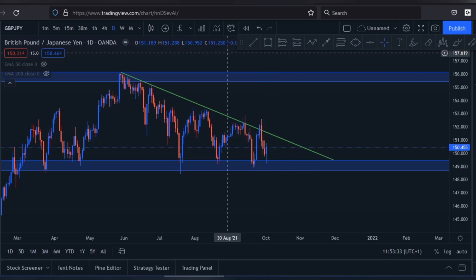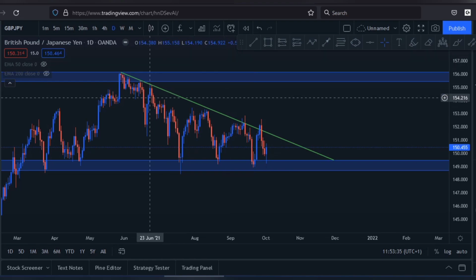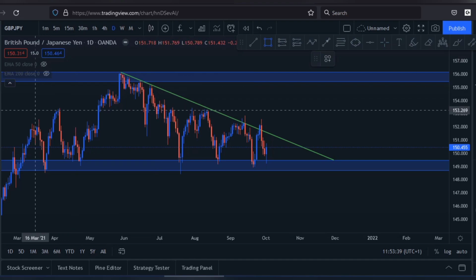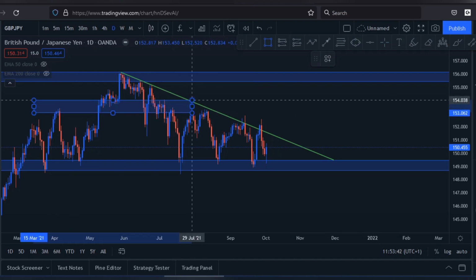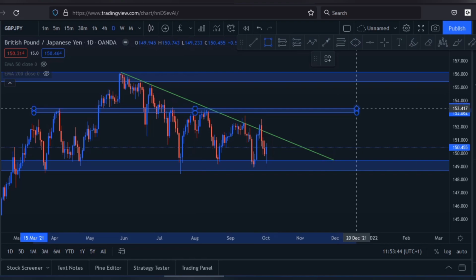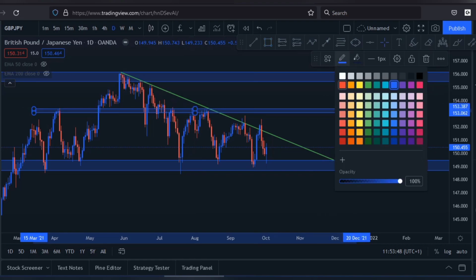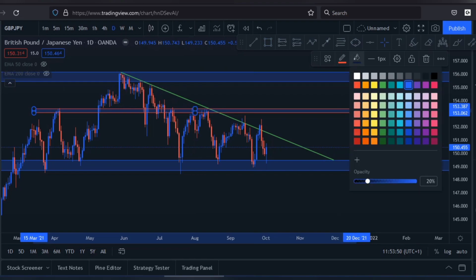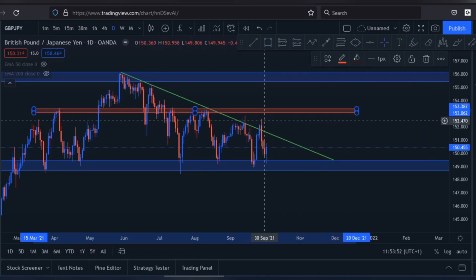Okay, and there is a level of resistance there as well that I'll plot on the 4-hour time frame. But let's just plot the daily resistance, which is that area over there, represented by the red zone. Okay, so this is also another area of resistance.